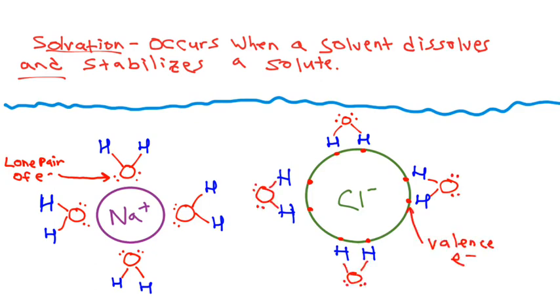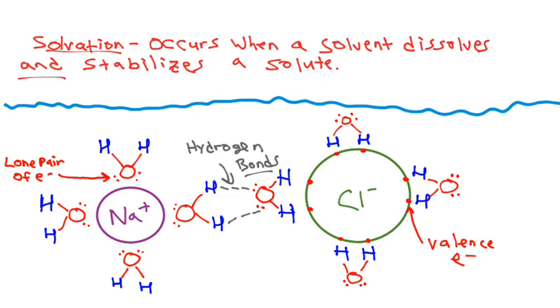Interesting. So the water molecules are starting to line up around each ion. The oxygens have something called a lone pair of electrons. They're lining up around the sodium ion. The hydrogens in the water molecules are lining up around the chloride ions, which have valence electrons. Valence electrons, of course, are the outermost electrons in an atom.